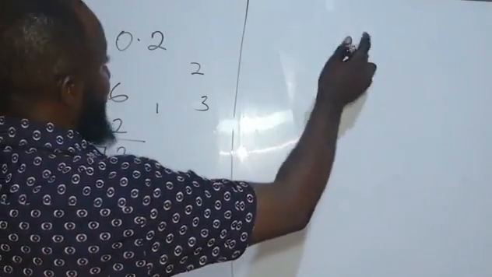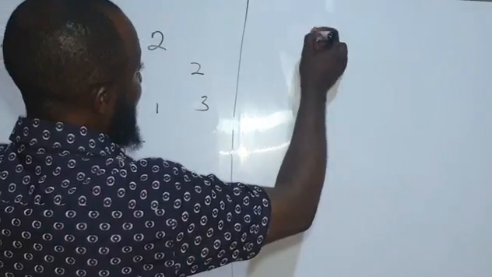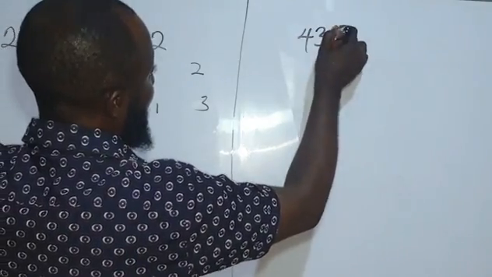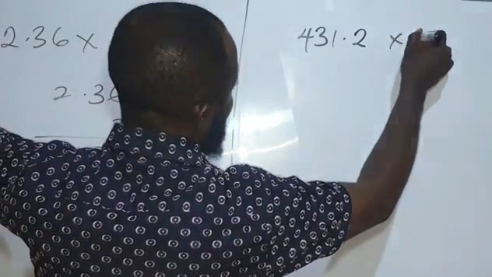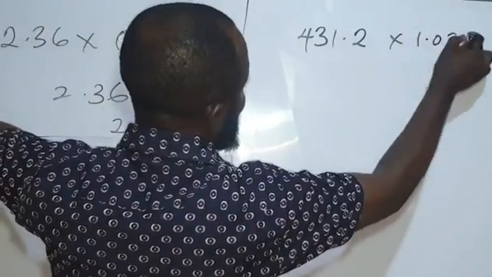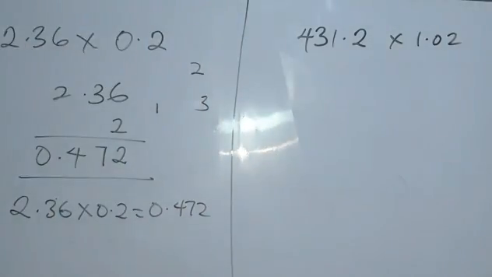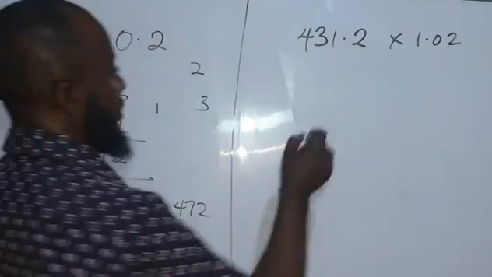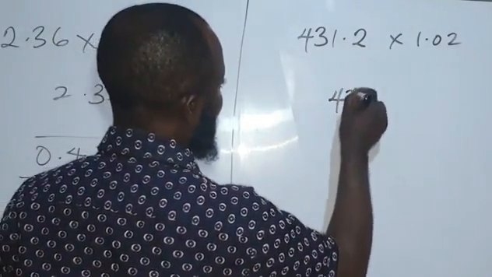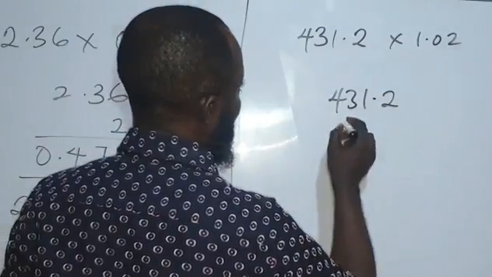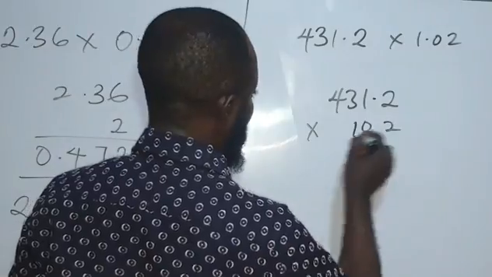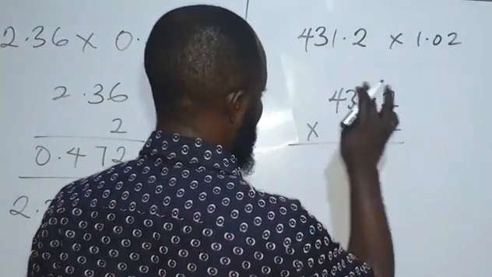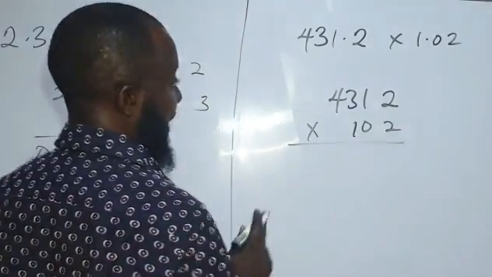So you want to involve more digits. We have, let's say, 431.2 multiplied by 1.02. Now look at this one. That's the same thing. Normal multiplication. So you do it. This will be 4312 multiplied by 102. That's what you're going to do. You ignore the decimal points. Just ignore the decimal points and multiply straight.